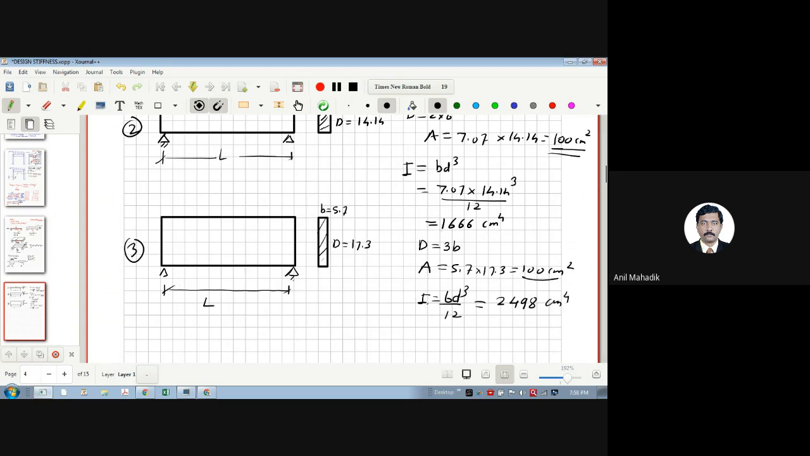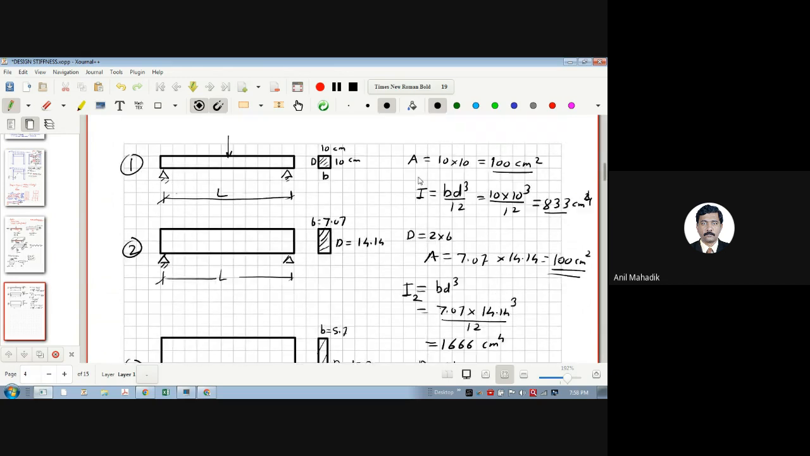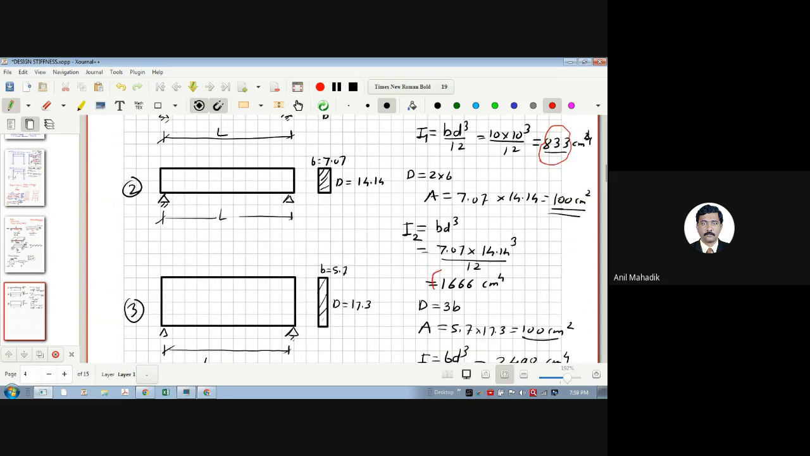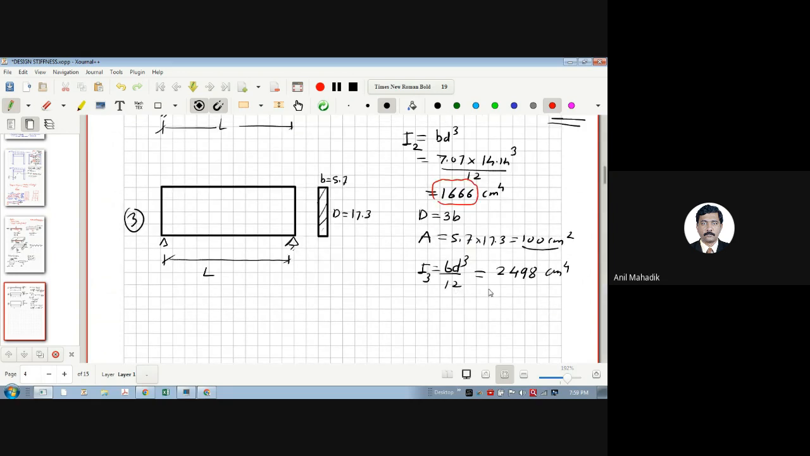Now you see here, this is your third case, this is your second case, and this is your first case. What is the moment of inertia? Here it is 833. Here it is 1666, and here it is 2498. So for the same material, the moment of inertia got increased. That means we can say if the rectangular shape is there, you can increase the depth of the section for the same area of cross section and reduce the width.